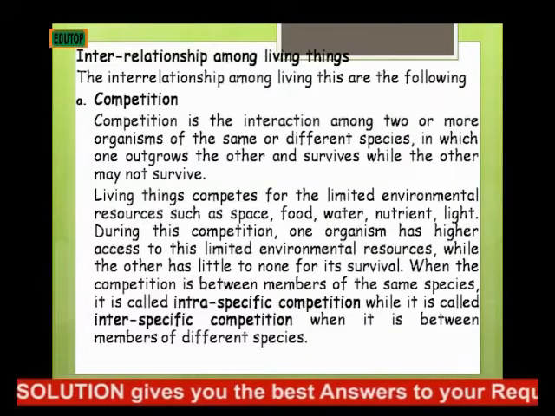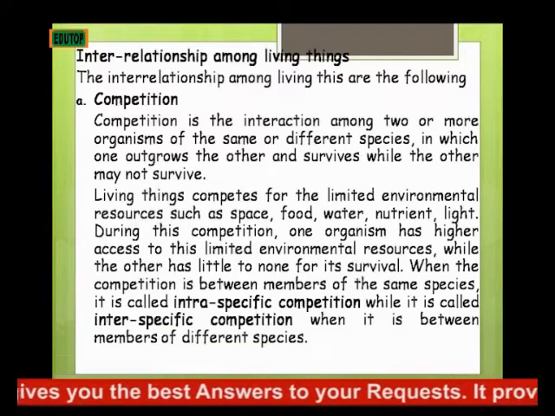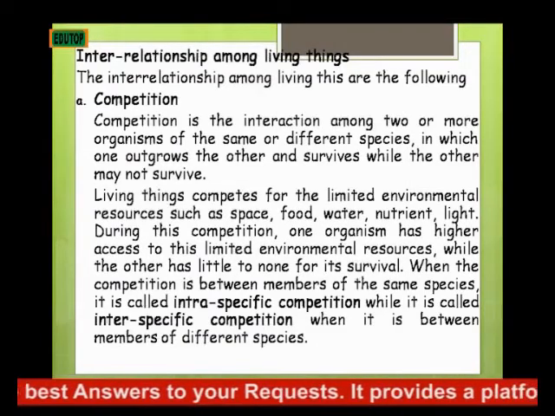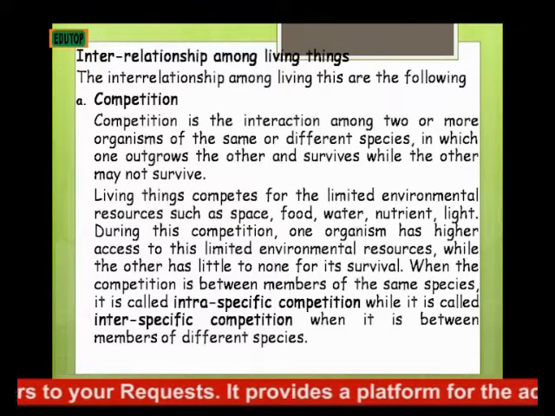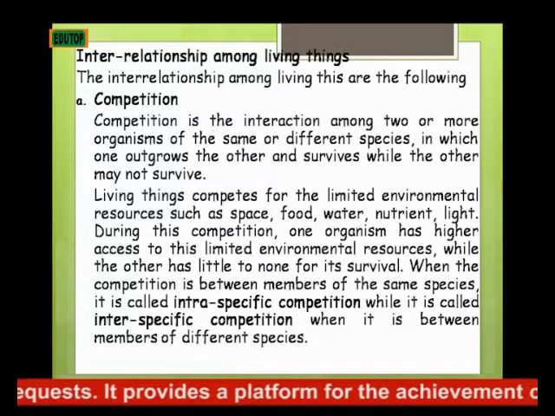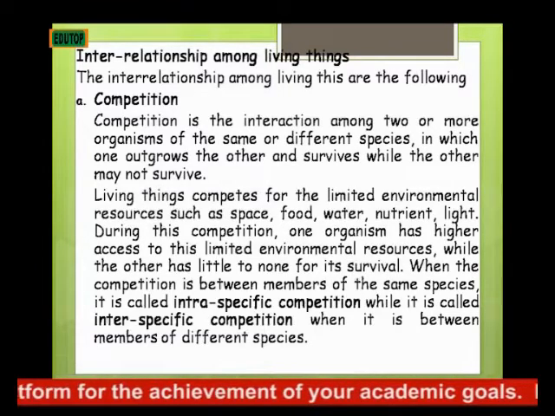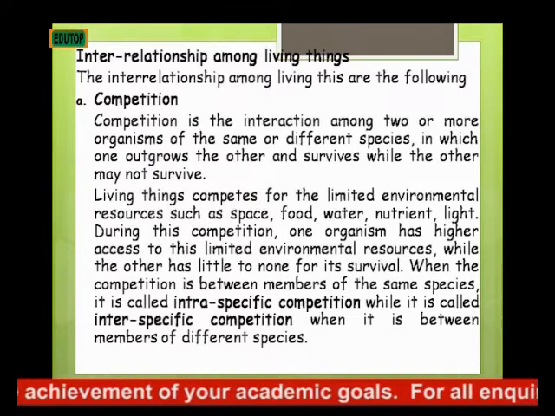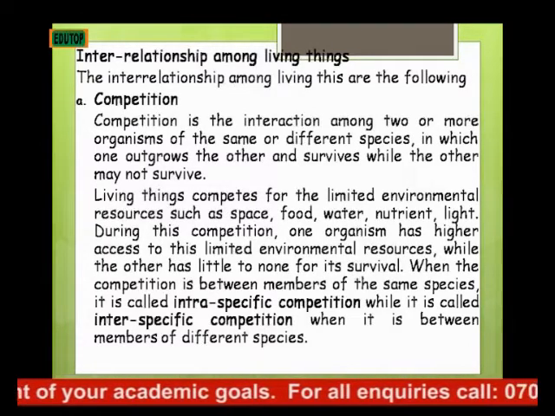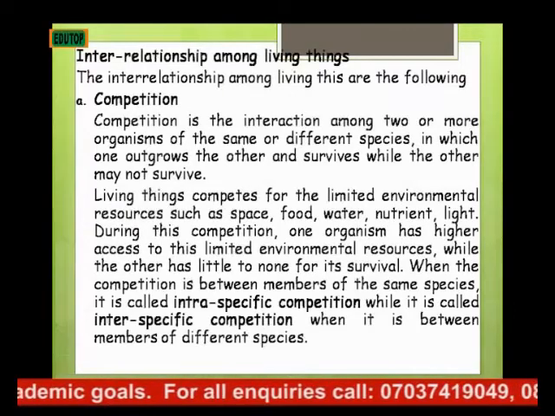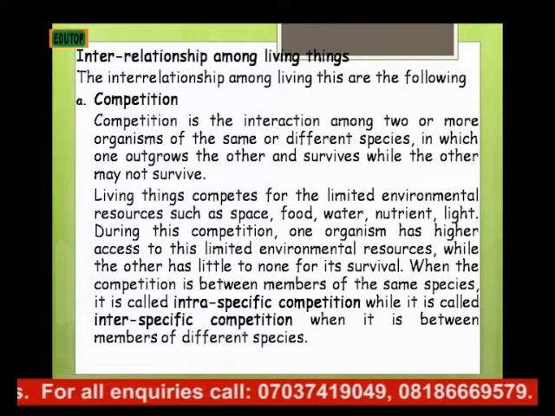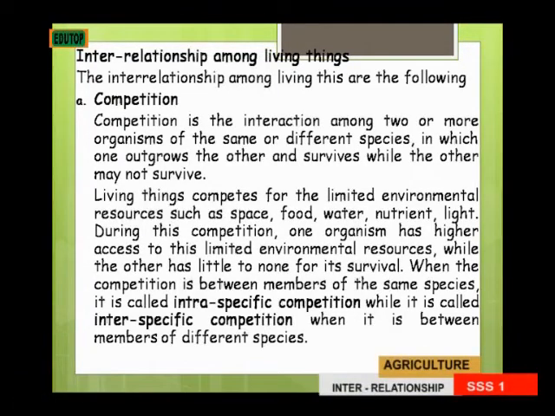Now we'll be looking at the interrelationship among living things. The interrelationships among living things are the following. The first one we're looking at is competition. Competition is the interaction among two or more organisms of the same or different species, in which one outgrows the other and survives, while the other may die or survive in such a way that it won't live up to its optimal performance. That is, one survives optimally while the other does not survive optimally or may not survive at all.